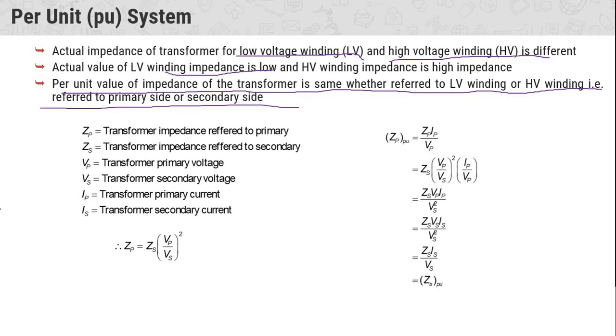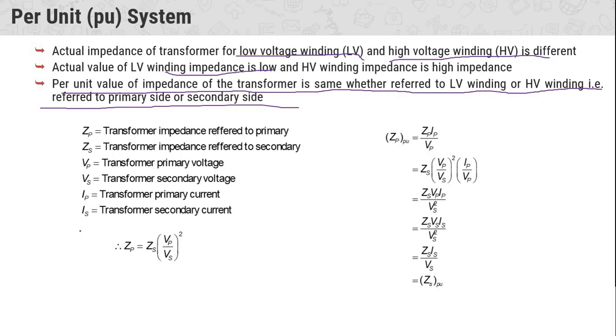Now, ZP is equal to the transformer impedance referred to the primary. ZS is equal to the transformer impedance referred to the secondary. VP is the transformer primary voltage. VS is the transformer secondary voltage. IP is the transformer primary current and IS is the transformer secondary current. Now we all know that ZP is equal to ZS into VP by VS square, where VP by VS is equal to the transformer ratio. So ZP is equal to ZS into VP by VS whole square.